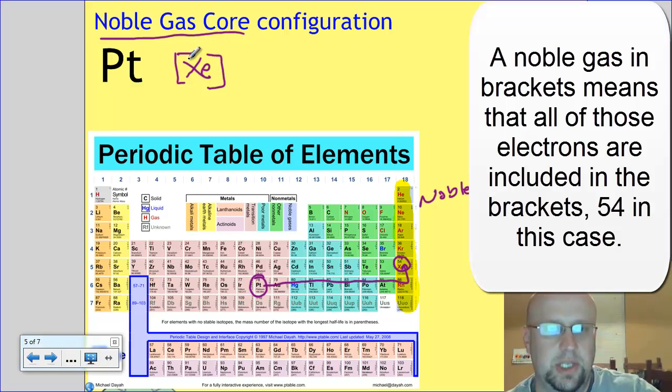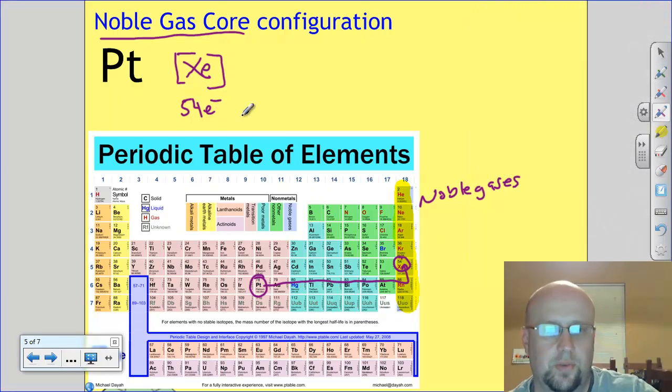Now what this does is this xenon takes up 54 electrons worth of my configuration. Its atomic number is 54. So that means that I've got 54 of them here already taken care of. Now, what I do is I take the next step. I keep going where I would normally go from xenon.